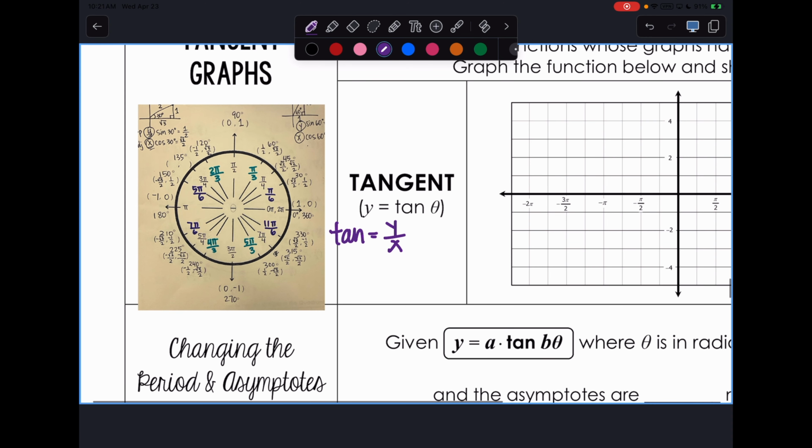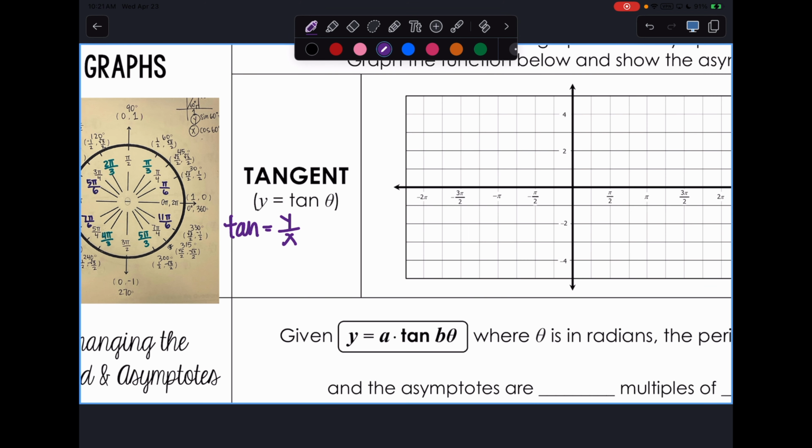From there, let's start with where the undefined parts are. Where are the undefined values? Do you remember? Right off the top of your head? No? The y-axis, right? Because if I put 1 over 0, what do I get? An undefined value. You cannot get any real number by dividing 1 by 0, right? So if you can't get any value there, then that means there is an asymptote, okay? So pi over 2 has an asymptote.